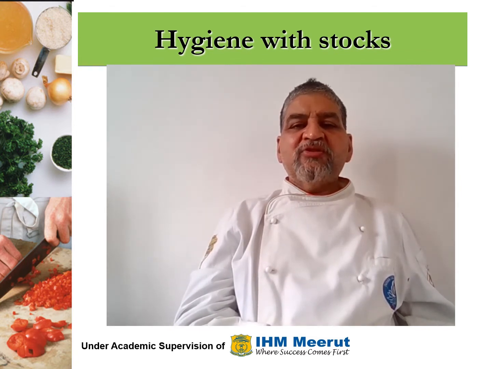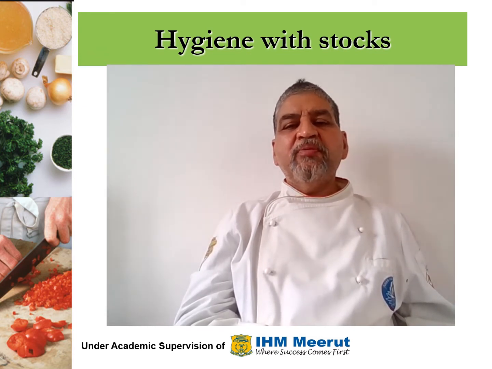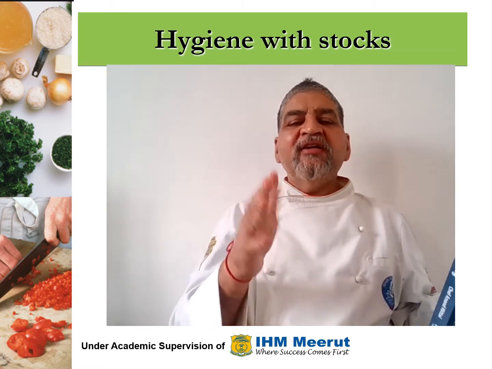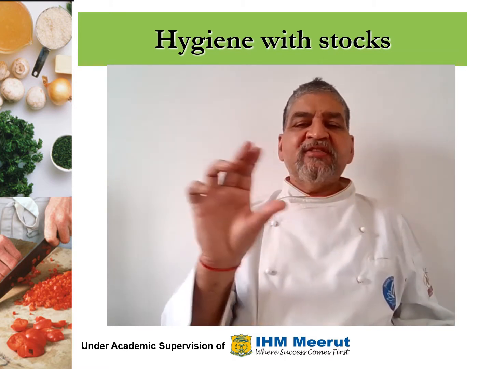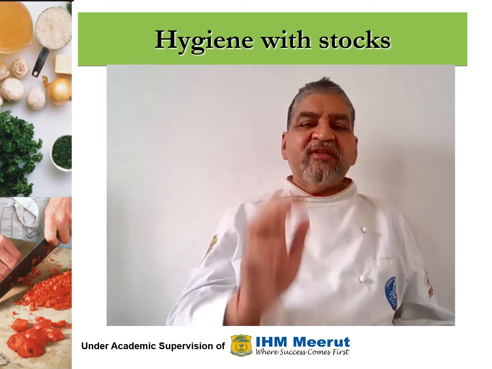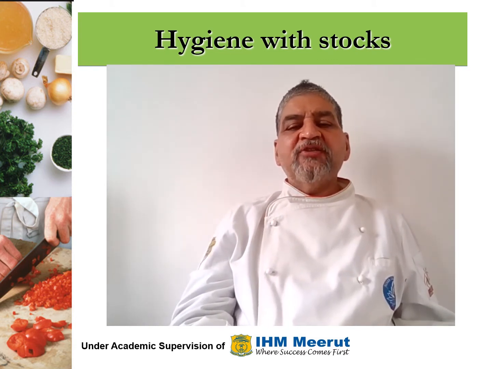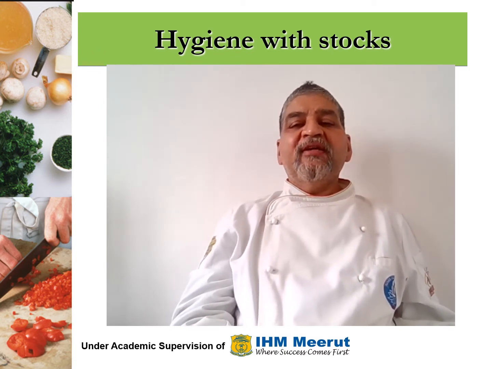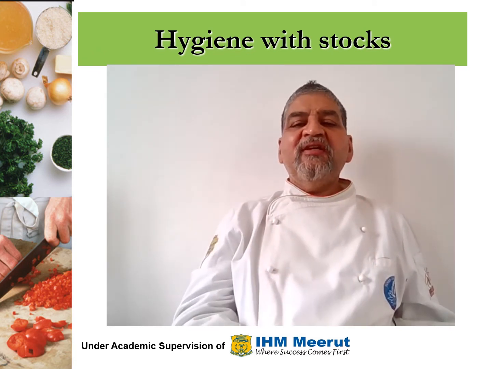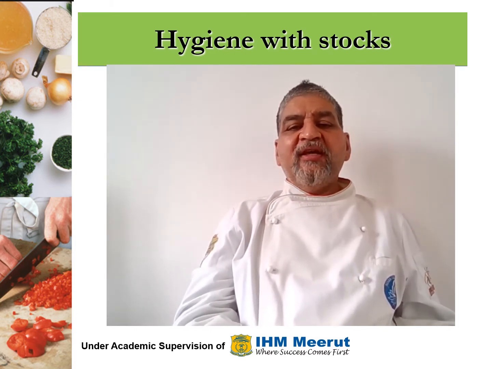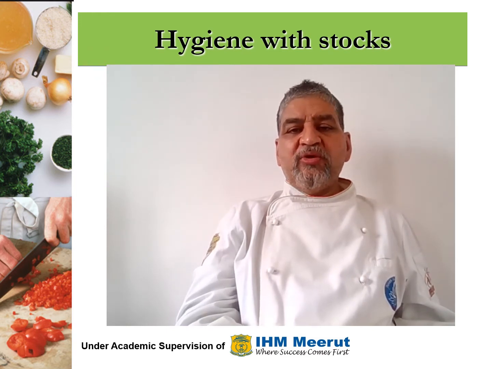Now, when we keep the stock below 7 degrees centigrade, it is important to understand that stock should be put in wide and narrow trays in a place where there is a lot of air, perhaps possibly in a blast chiller, and it should be cooled quickly, and then it should be kept in the refrigerator. It is a high risk food. Stocks should be chilled quickly and then they should be stored.